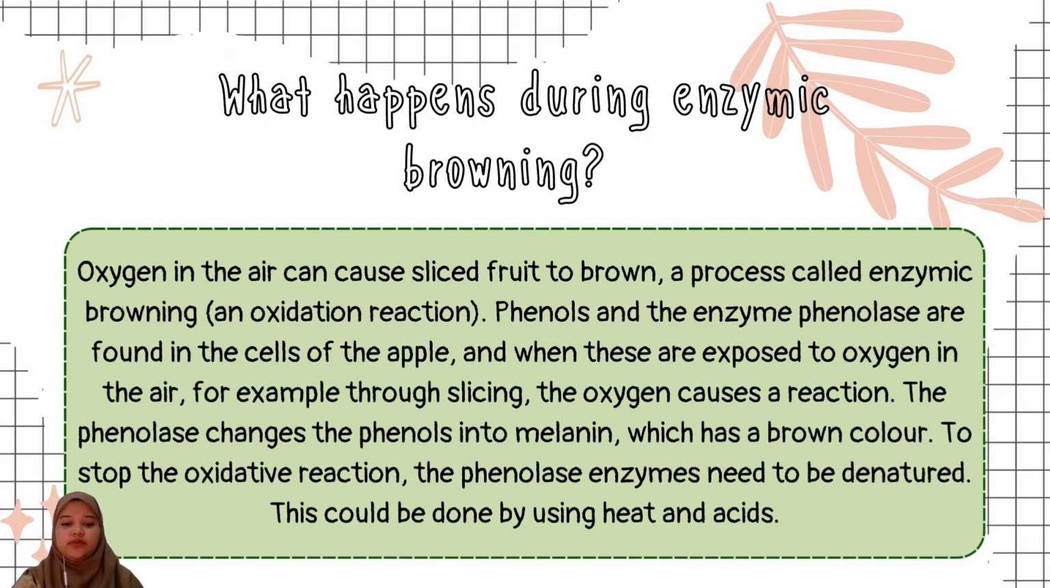What happens during enzymic browning? Oxygen in the air can cause sliced fruit to brown, a process called enzymic browning. There is an oxidation reaction. Phenols and the enzyme phenolase are found in the cells of the apple, and when these are exposed to oxygen in the air, for example through slicing, the oxygen causes a reaction. The phenolase changes the phenols into melanin, which has a brown color. To stop the oxidative reaction, the phenolase enzyme needs to be denatured. This could be done by using heat and acids.